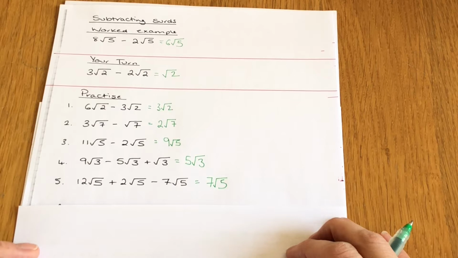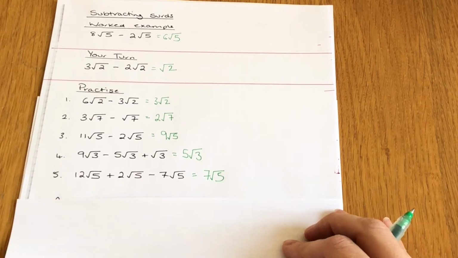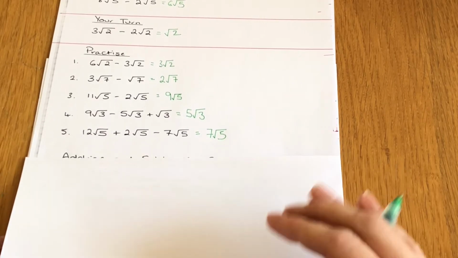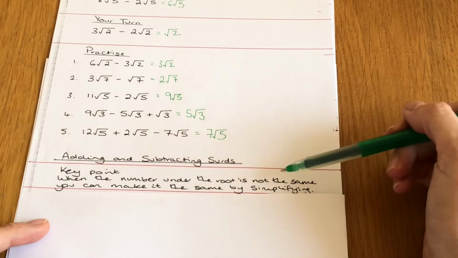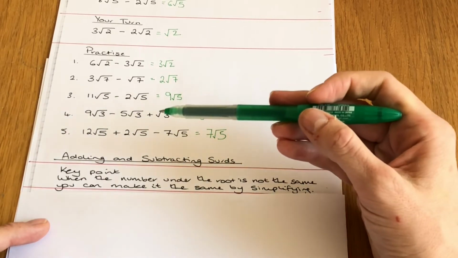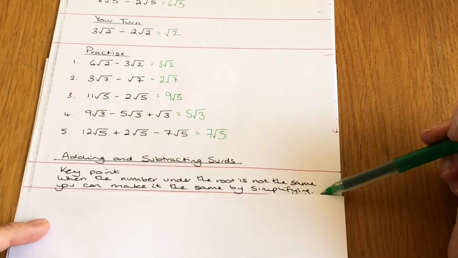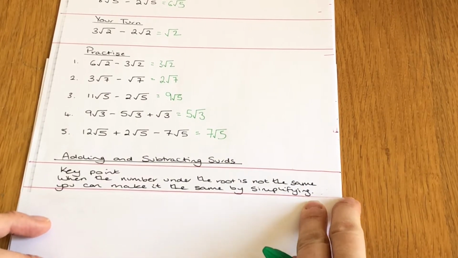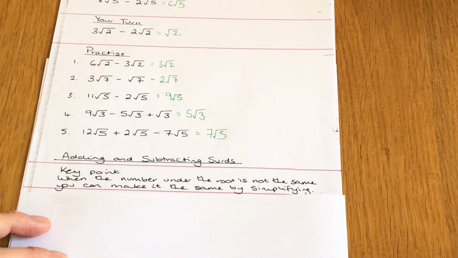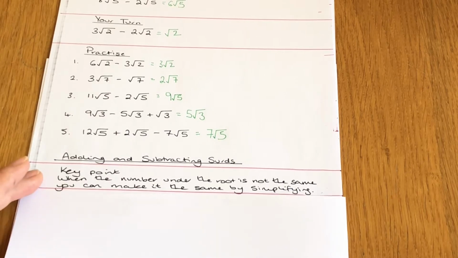So they're the basic skills of adding and subtracting. Now we're going to take it a step further and involve what we did yesterday. So, adding and subtracting surds. When the number under the root is not the same, you can make it the same by simplifying. Now obviously this isn't the case for every question, not all questions can be simplified, but we're going to have a look at this now.